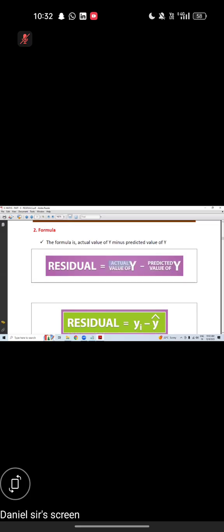Let me open the material. Residual. It explains how far the distance is between the prediction value and the actual value. It basically tells the error in prediction. Please make a note: residual equals actual value minus prediction value. Actual value is y, prediction value is y cap. So residual is y minus y cap.